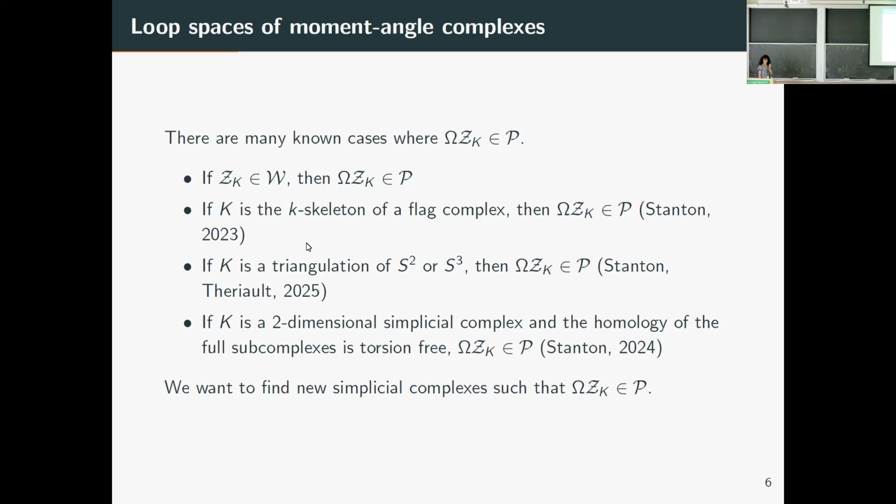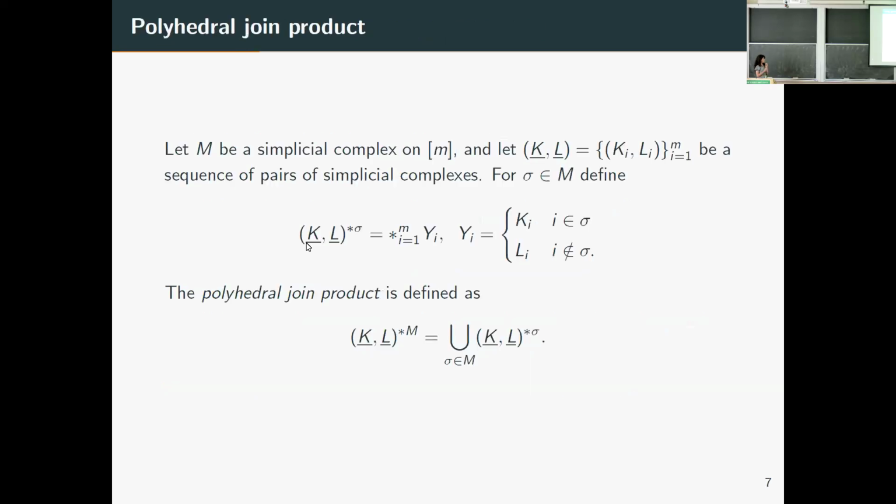So we want to use the polyhedral join product to create new simplicial complexes outside of this list, such that loops on its moment angle complex belong to P. So what's a polyhedral join product? Well, it's defined very similarly to the polyhedral product, but instead of the Cartesian product, we're looking at the join product. And this means it's well defined on simplicial complexes.